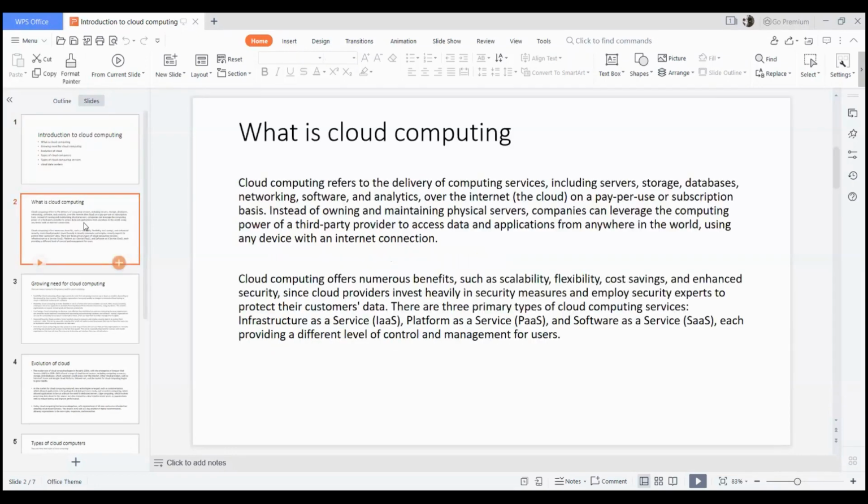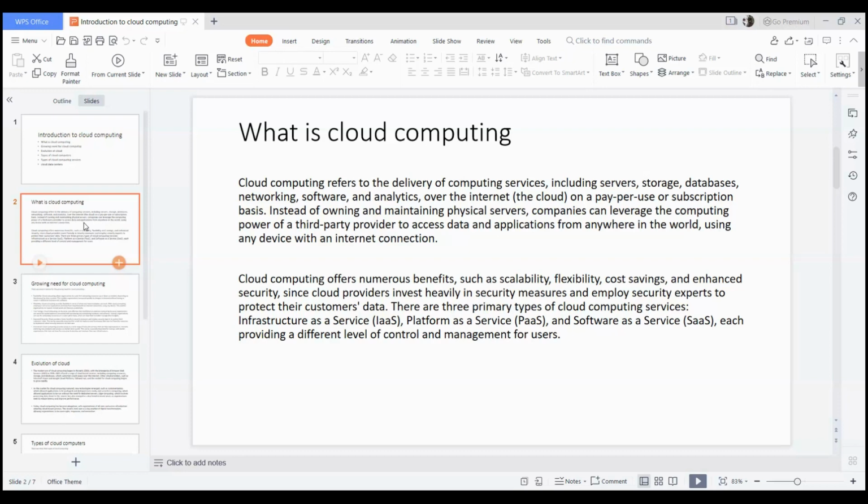Basically, cloud computing refers to the delivery of computing services that includes, firstly, the most common service that is used by each and every organization, each and every business, and even individual users. That is the storage service. Cloud storage service is the most common service that is taken by most of the people. And there are various services provided: servers, storage, databases, networking, software, analytics, all the things. And they have subscription models, yearly in most cases, and sometimes pay per use also.